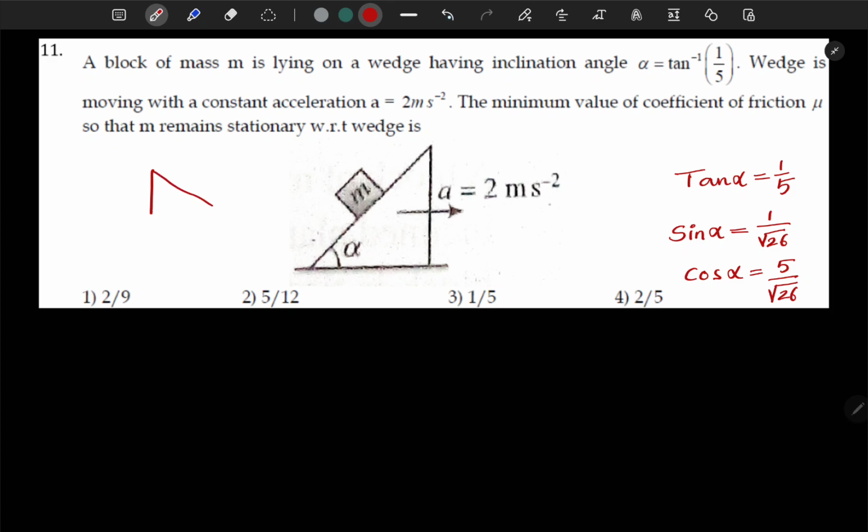We construct a small triangle where we mark the angle as alpha. Tan alpha is 1 upon 5, so the sides are 1 and 5. The hypotenuse has to be root of 5 square plus 1 square, which is root 26. So that's it.